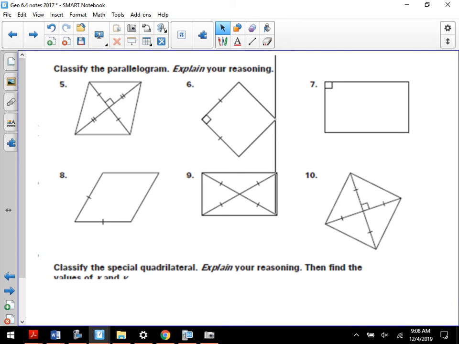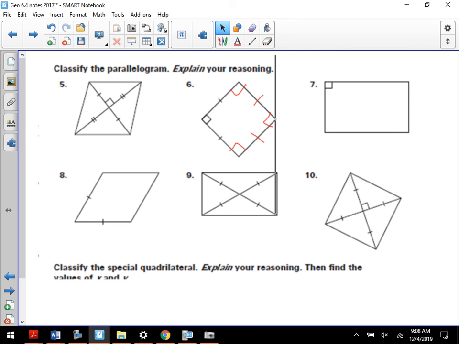If I go to the next one, since it's a parallelogram, you're given one right angle. If you have one right angle in a parallelogram, what do you know about all the other angles? They're right angles. You're given one side is congruent to the next adjacent side. Well, since it's a parallelogram, doesn't that also mean opposite sides have to be the same? Opposite angles have to be the same. Consecutive angles have to be supplementary, which means that has to be a square. Okay.